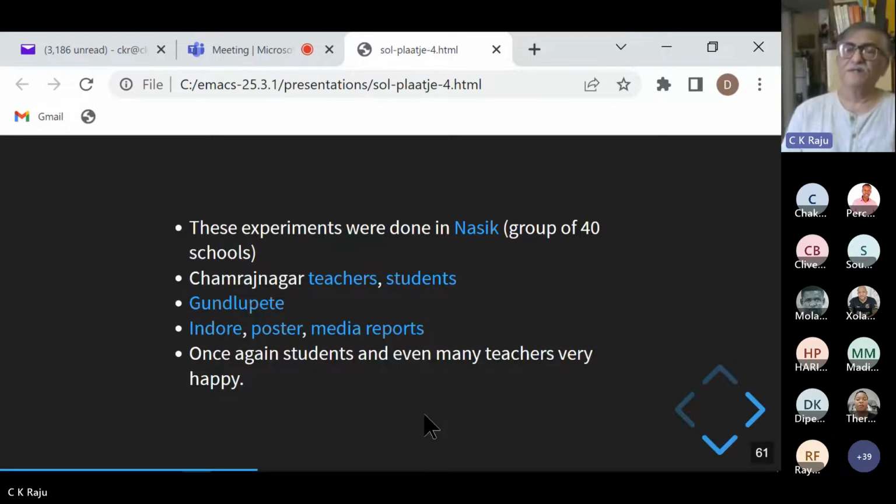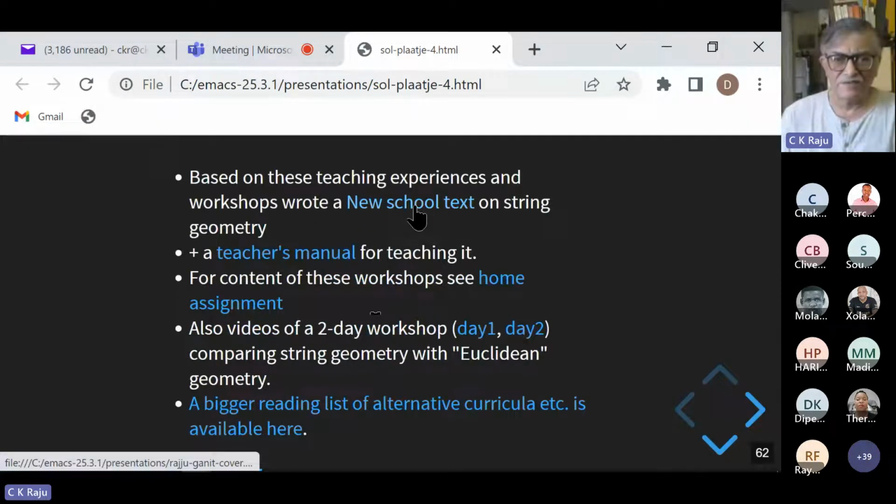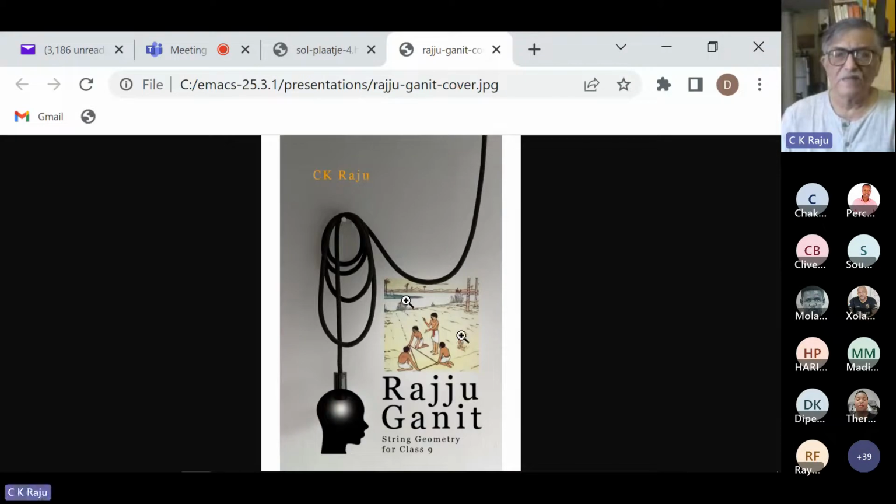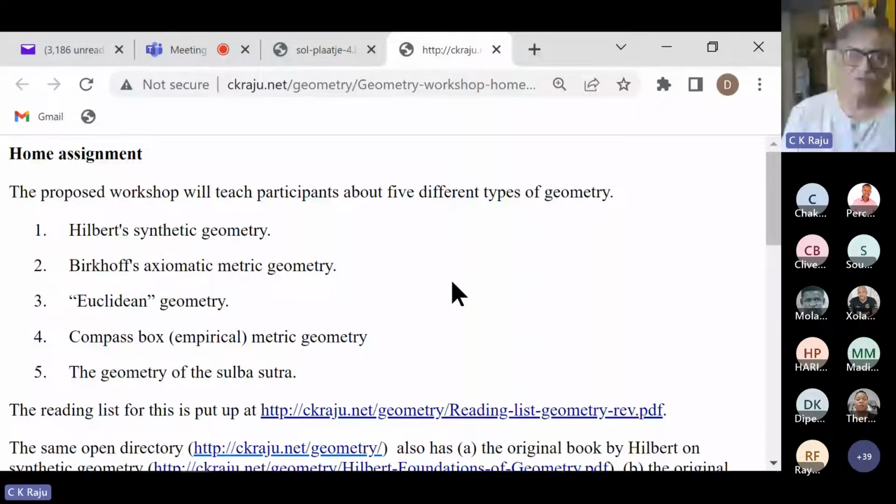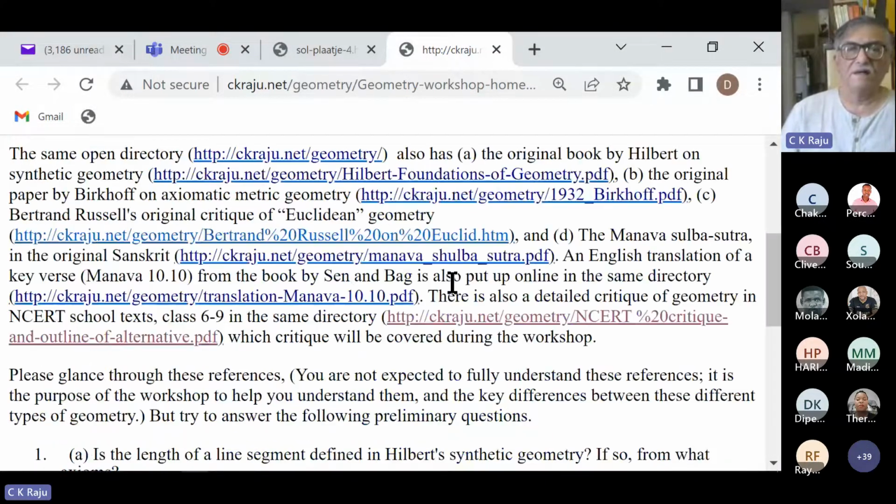So once again, the students and many teachers were very happy. As one teacher said, how were we teaching this nonsense which we have taught? You can take a look at my school text, Rajju Ganit. What was in the workshop was to teach how they teach 5 different types of geometry: Hilbert's synthetic geometry, Birkhoff's axiomatic geometry, Euclidean geometry, compass box geometry, and finally the geometry in the Shilpa Sutra. So all this material is available online. Please go through it.